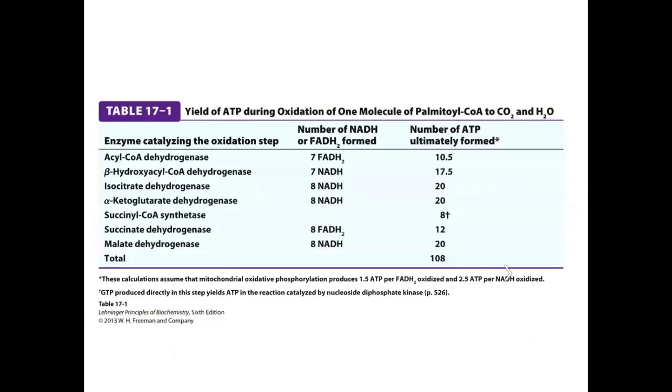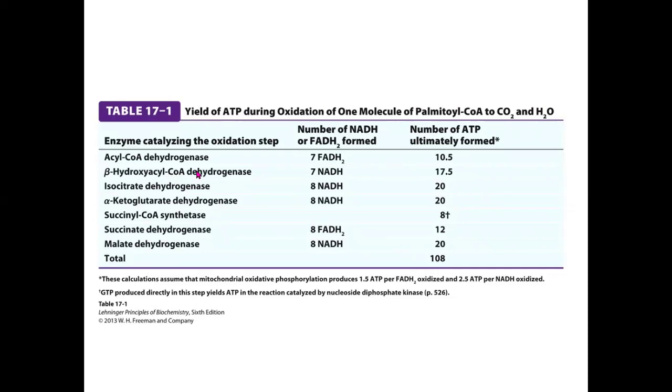And this table summarizes the total ATP that is produced as a result of oxidation of palmitoyl-CoA to carbon dioxide and water, the number of NADH and FADH2 formed, and the number of ATP that will ultimately be formed when mitochondrial oxidative phosphorylation produces 1.5 ATP per FADH2 and 2.5 ATP per NADH oxidized. Now, for acyl-CoA dehydrogenase, we have 7 FADH2 produced, and if you calculate, we have 10.5 ATP.